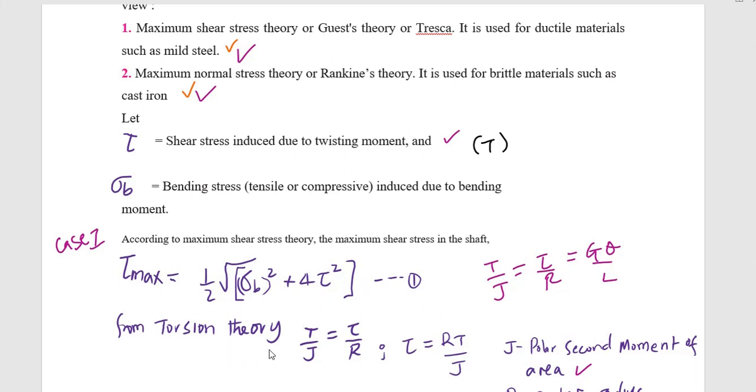And from torsional theory, we have discussed that T over J, where J is the polar second moment of area, is equal to tau, which is the shear stress developed in the component as a result of this torque, divided by R, the capital R, which is the outer radius of the component. If it is a shaft, then we are talking about the outside radius, equal to G theta divided by L, where G is the modulus of rigidity, theta is the angle of twist, and L is the length of that component if it is a shaft that we are considering.